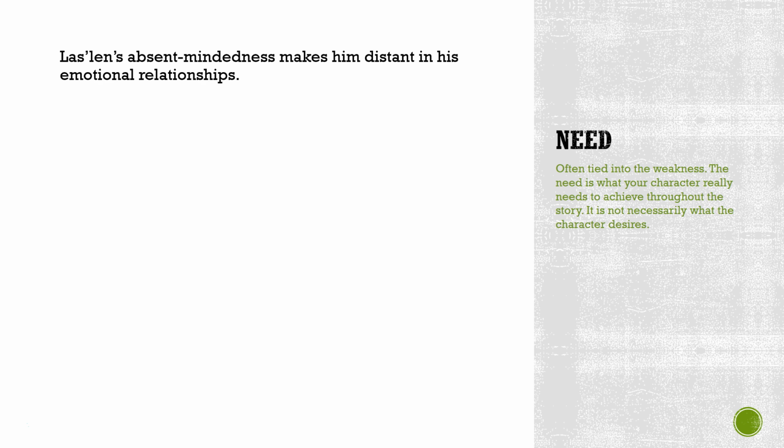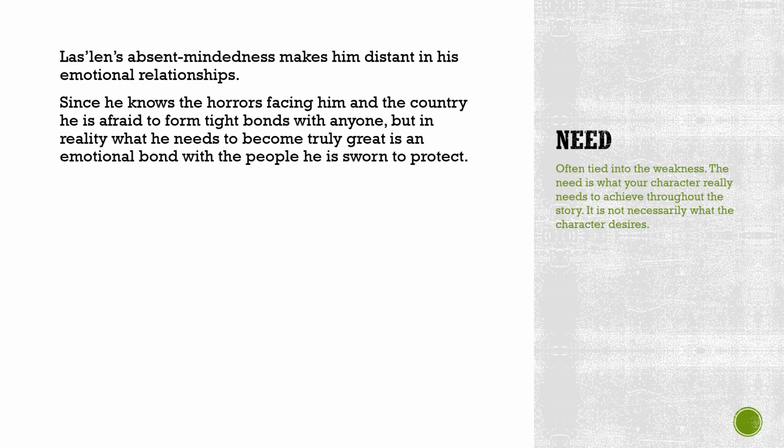The need of the lead character is often tied into the weakness, and this is not necessarily something the character actually wants, but it is something that he needs in terms to become a better person. And in this case, Laslan's absent-mindedness makes him distant in his emotional relationships. Since he knows the horrors facing him and the country, he is afraid to form tight bonds with anyone, but in reality what he needs to become a truly great warrior is an emotional bond with the people he is sworn to protect.